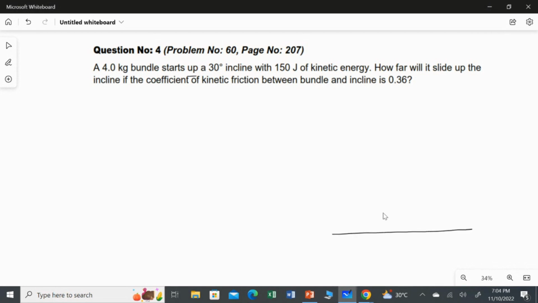So it's the ground level and this is the incline, which is projected at an angle of 30 degrees, right? And here you have the bundle. What is the mass of the bundle? The mass of the bundle is given as 4 kilogram, and it is moving in the upward direction. So starts up, with the initial kinetic energy. What is the initial kinetic energy? The initial kinetic energy is given as 150 joules.